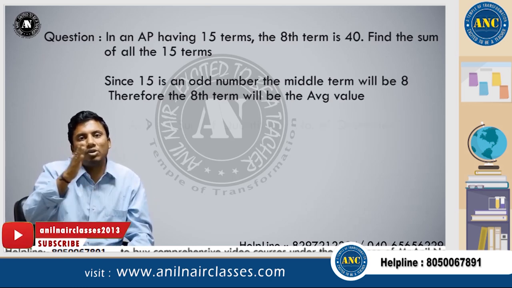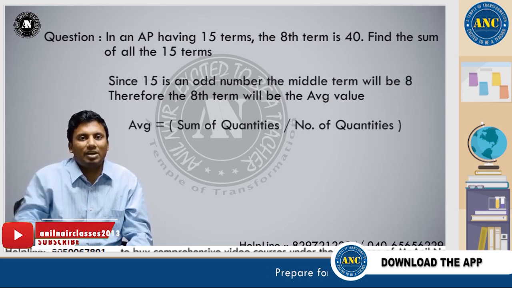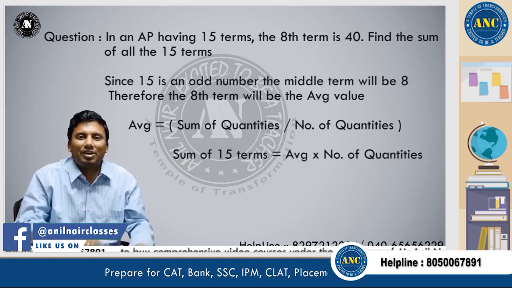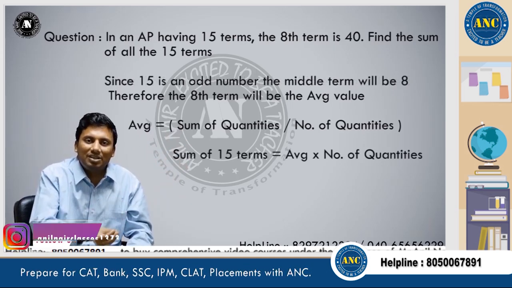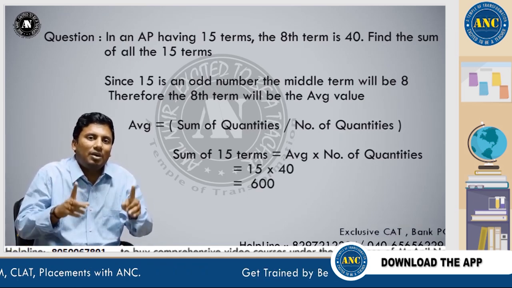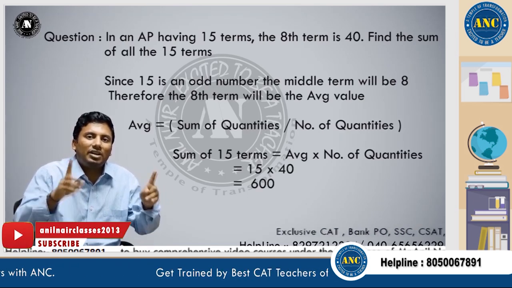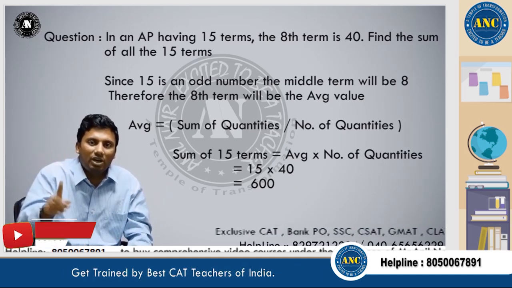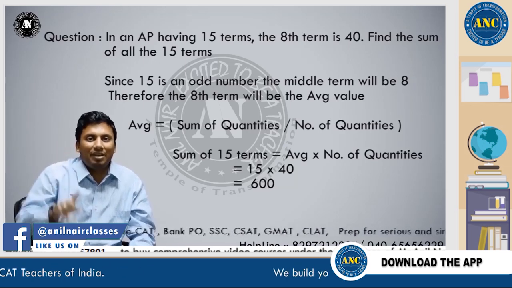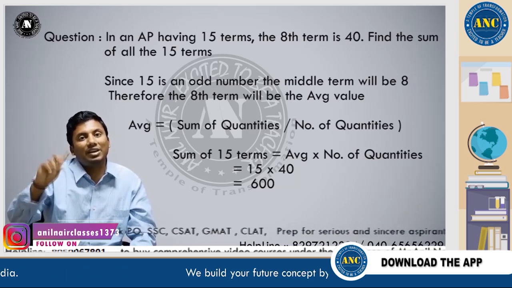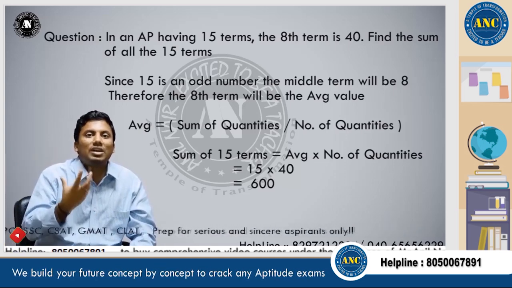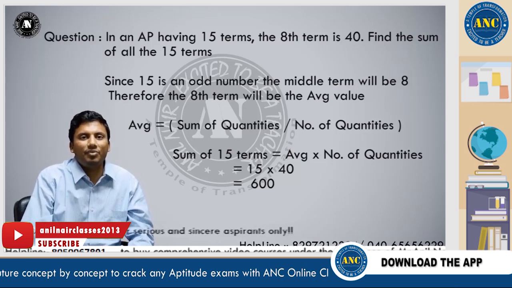So average is equivalent to sum of the quantities by number of the quantities. T8 equivalent to S15 by 15. Whatever the T8 value that is there in the question, please substitute it and get the answer. We are able to connect the dots between T8 and S15 because for S15, T8 is the middle term. If he asks us to find out S22, the answer will be cannot be determined because we don't know what the A value and D value are.